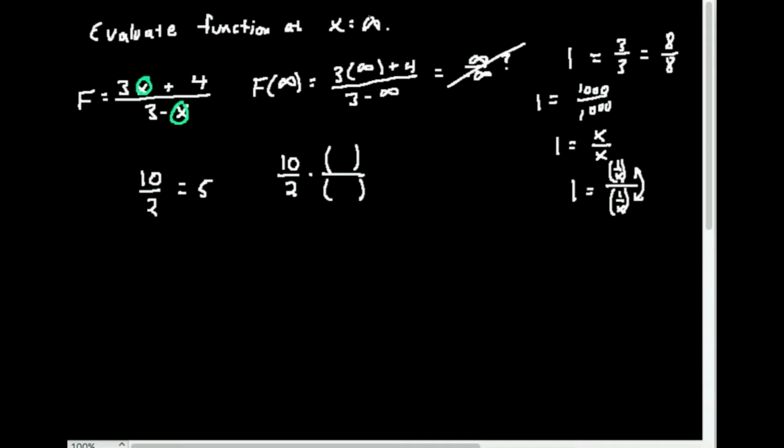Now let me ask you a question. If I take this 10 over 2 and multiply it by one of these fancy ones, let's keep it simple and do 3 over 3. We multiply this by 3 over 3. What do I get? What's 10 times 3?